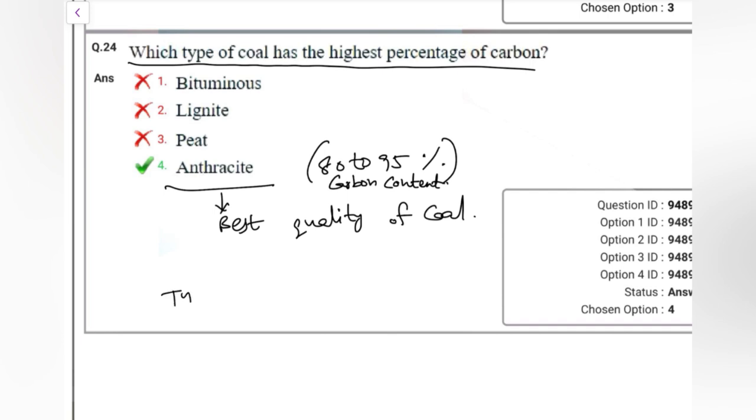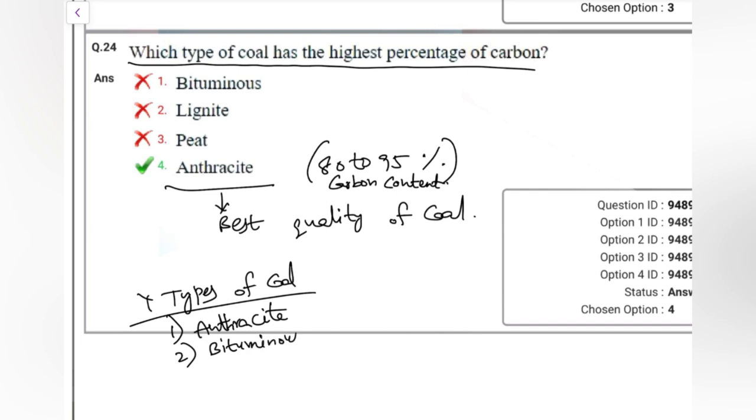There are 4 types of coal. First is anthracite, second one is bituminous, third one is lignite, and fourth one is peat. Among these, the highest percentage of carbon is found in anthracite.